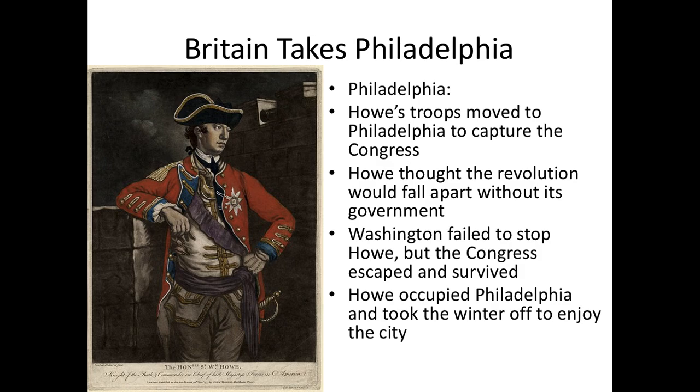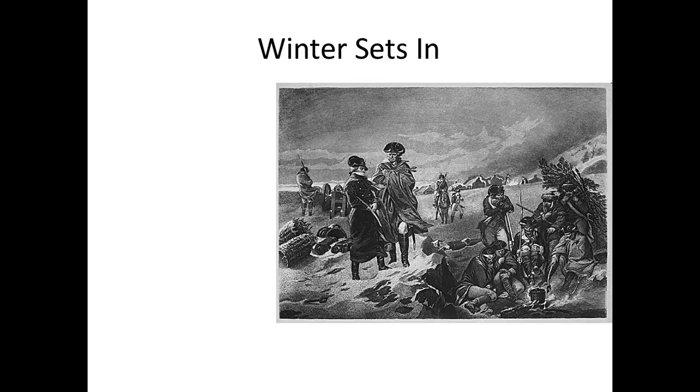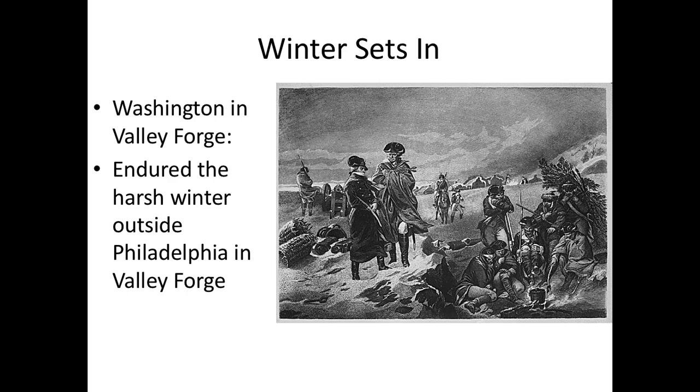So where is Washington during all this time while Howe is partying it up in Philadelphia? Washington's less than 20 miles away, hanging out in some ragtag shelters out in the open pretty much in an area known as Valley Forge. And most of you have probably heard of Valley Forge before. And basically about 18-20 miles outside of Philadelphia, Washington is going to be in Valley Forge. And by the way, we are now on the back side of the lecture.